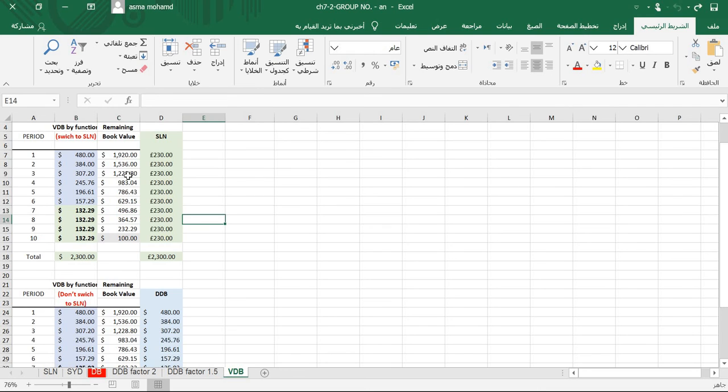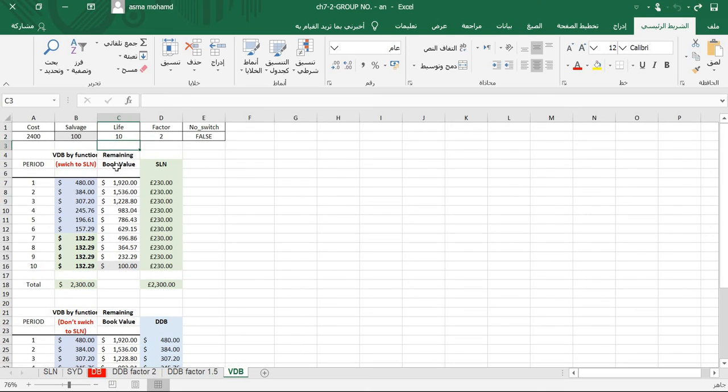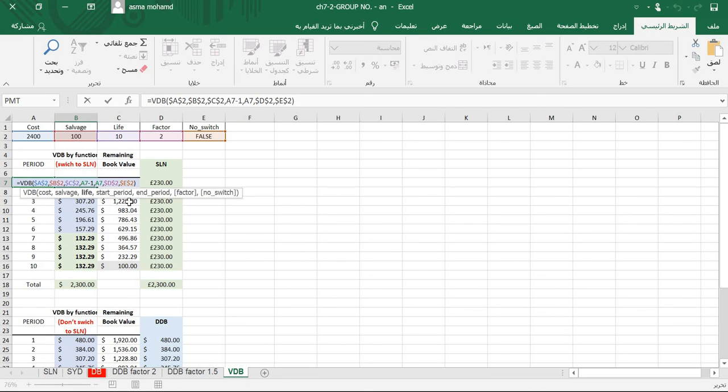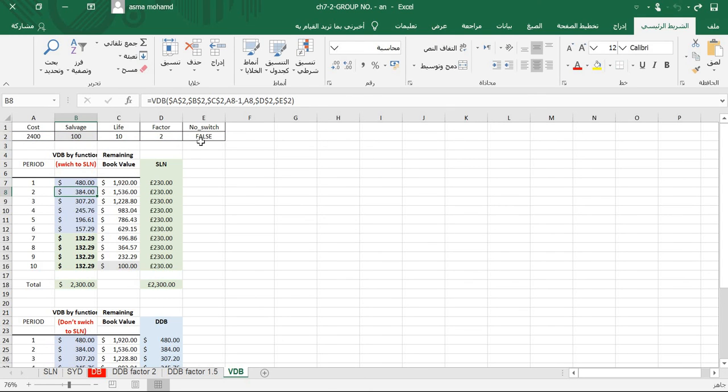However, for us, we need to know when it will switch and when it will not switch. First, the no switch option, and if you notice here, the argument is called no switch. What does it mean, no switch? Excel did not say switch, and you can say false and true. It's like two no's. No switch and false means please switch to the straight line method.